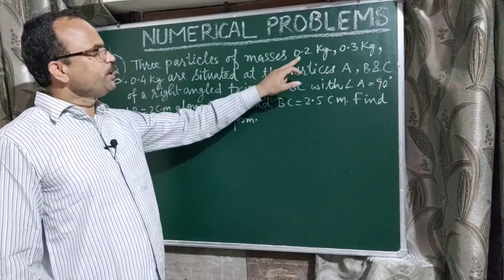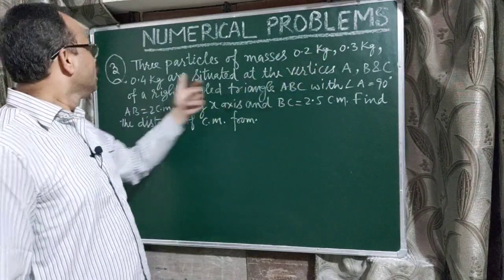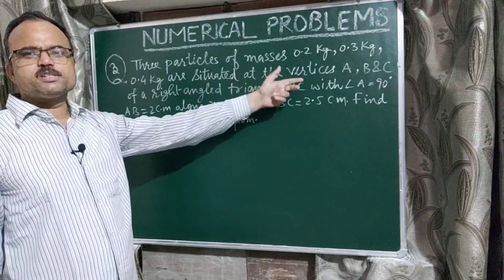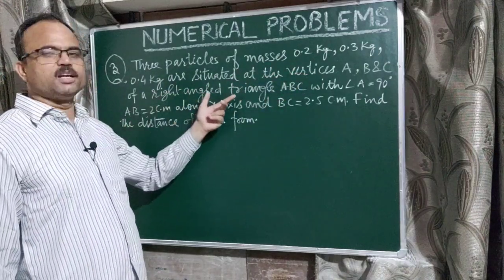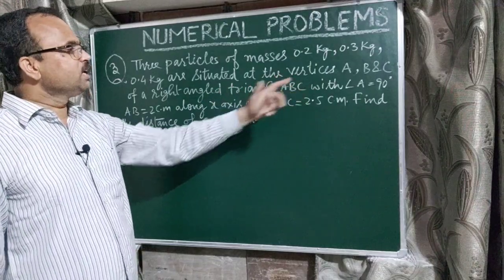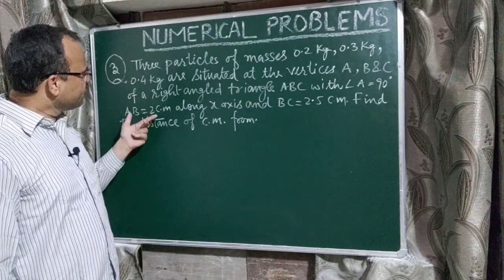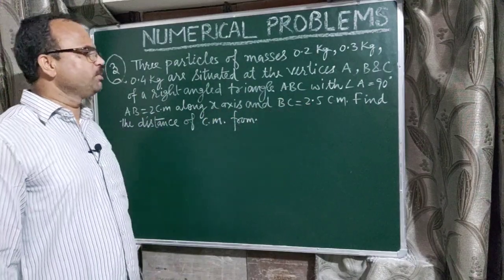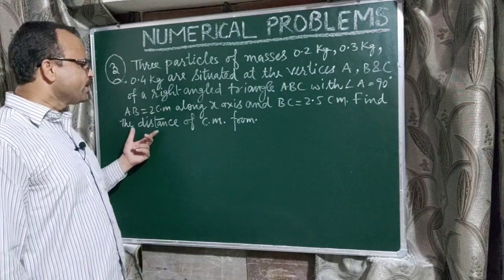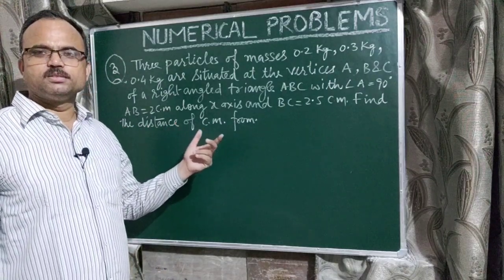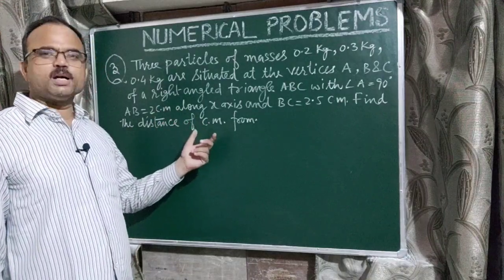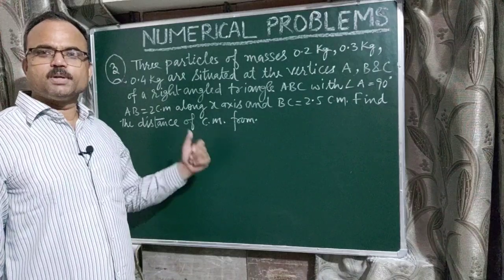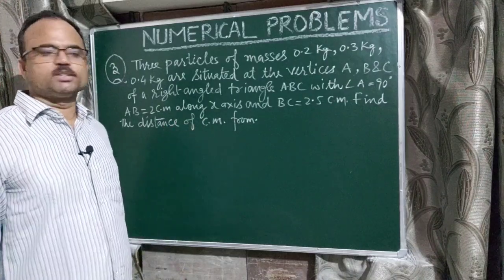Now note question number 3. Three particles of masses 0.2 kg, 0.3 kg and 0.4 kg are situated at the vertices A, B, C of a right angle triangle ABC, with angle A equal to 90 degrees, AB equal to 2 centimeter along the x-axis and BC equal to 2.5 centimeter. We have to find the distance of the center of mass. For that, first we have to find the coordinates of the center of mass, and after that we can find its distance.